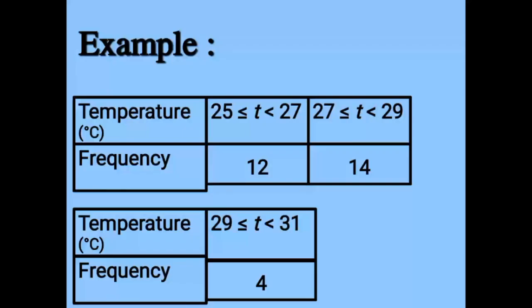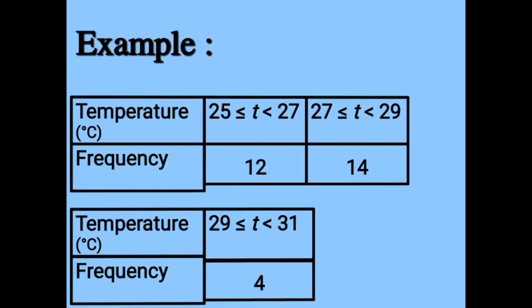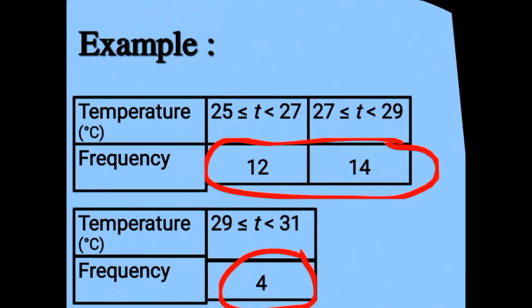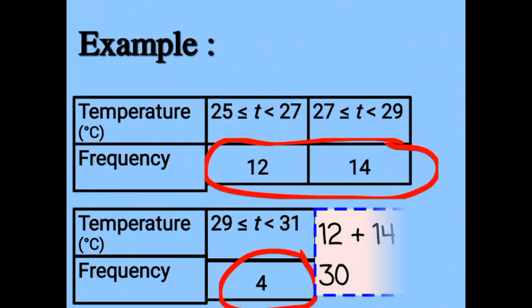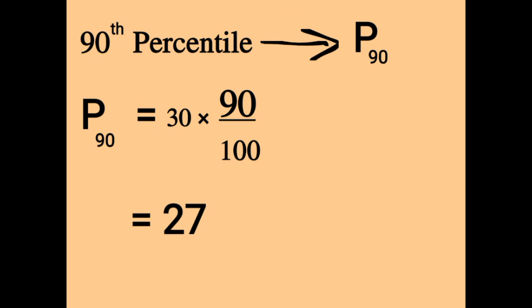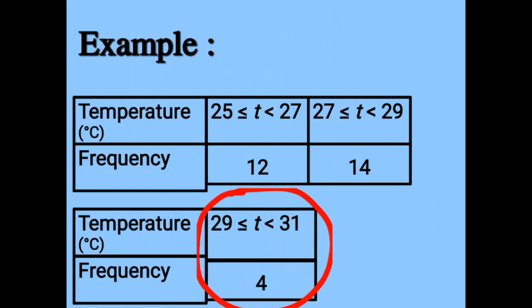Now, let's take a look at another example. Here, the data is also represented in a grouped frequency table. Now, use interpolation to estimate the value of the 90th percentile. So first, add all the frequencies together. Then it's 12 plus 14 plus 4 equals 30. So, P90 equals 30 times 90 over 100 equals 27. The 90th percentile is the 27th data value, and the 27th data value lies in this class interval.